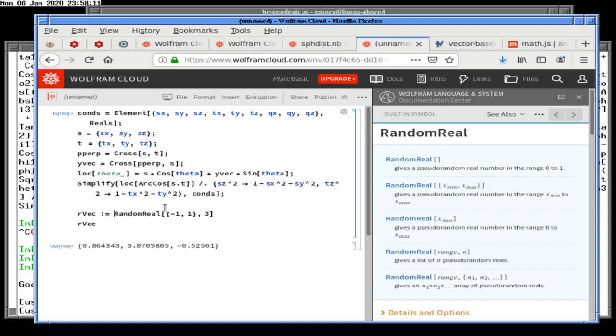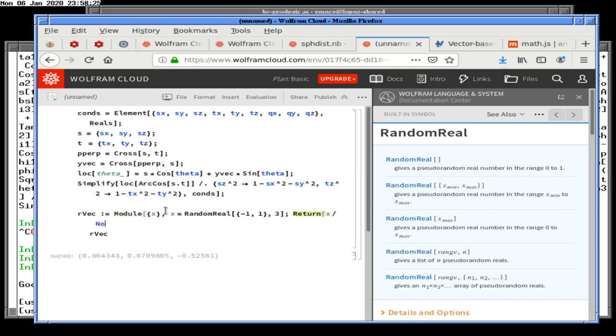I'm going to have to create a module out of this. So we're going to assign x to be random, but then we want to return a vector of norm 1. So then we'll say return x over norm x. Ugly, but it should work.